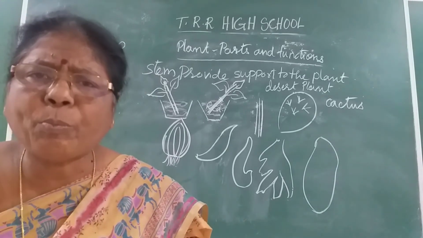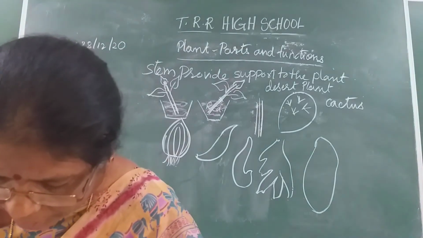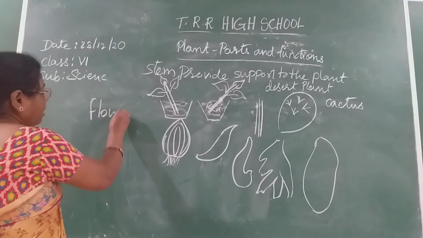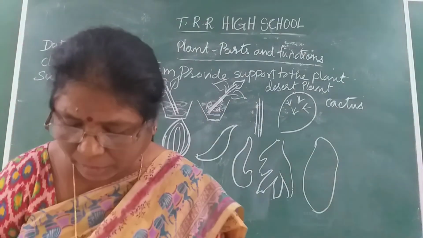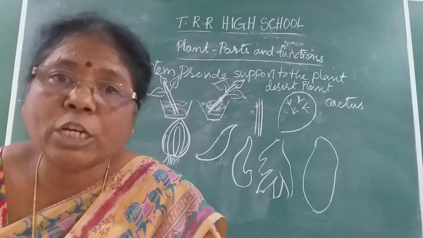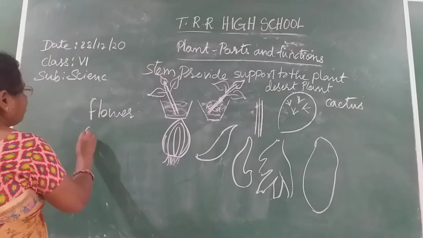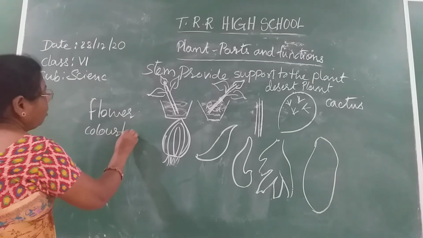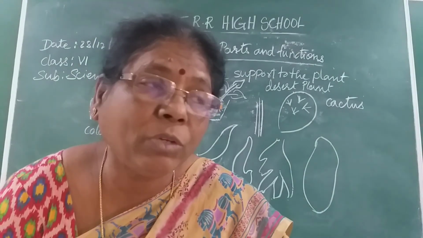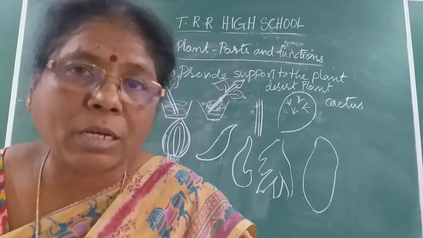Now another very important part of the plant is a flower. Flower is another important part of a plant, isn't it? Flower has different colorful structures. These are called petals. Colorful petals are there in the flower which attract the insects. With their fragrant smell, the insects will visit to suck the nectar, isn't it?